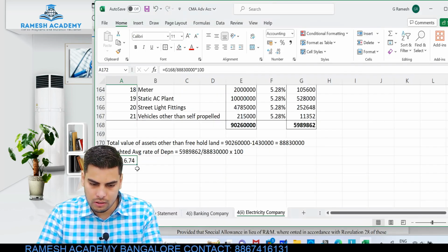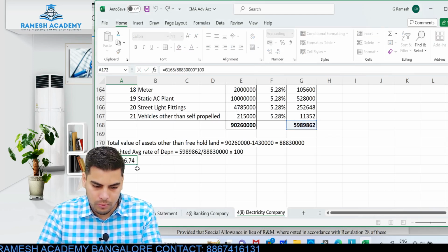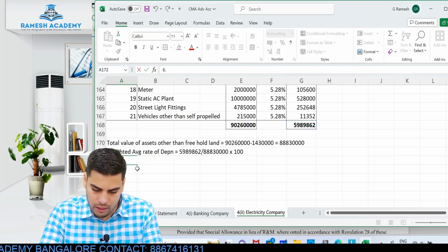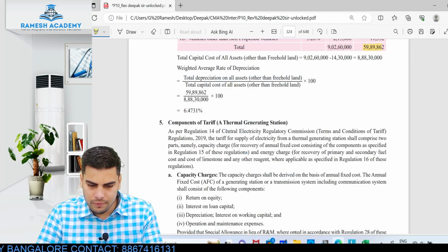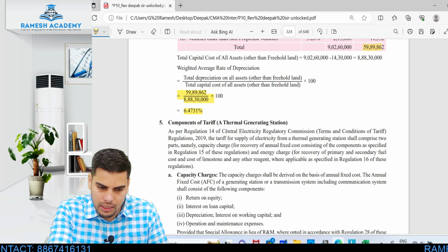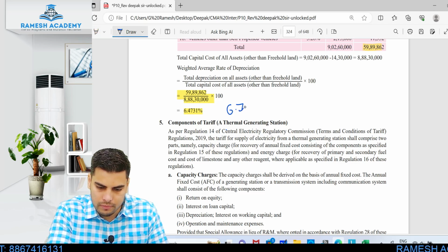It is not 6.47, it is 6.74 percentage. Calculate if you want, just solve this equation. If you solve, you will not be getting 6.47, you will be getting 6.74. This is actually 6.74 percentage.